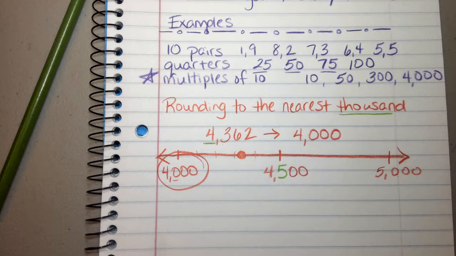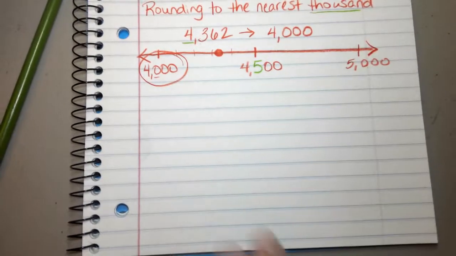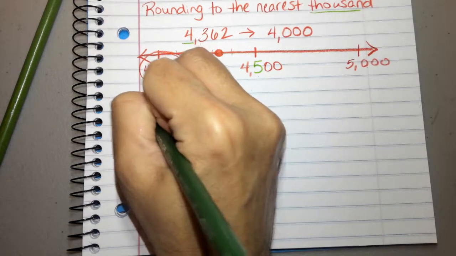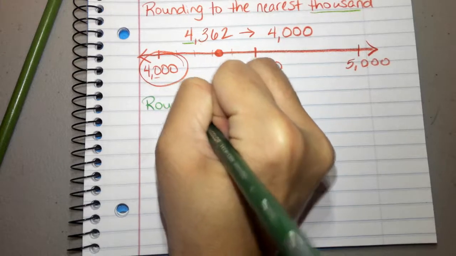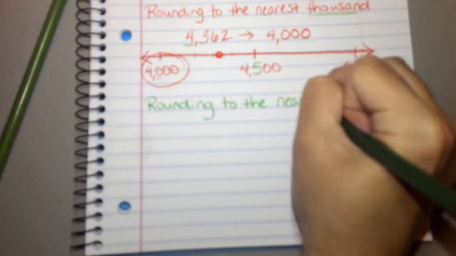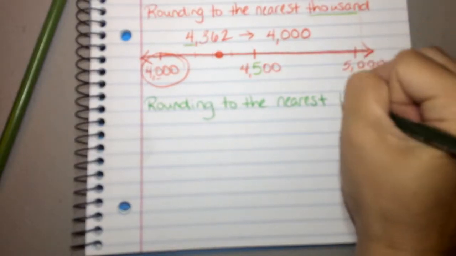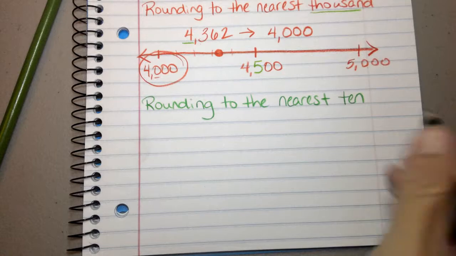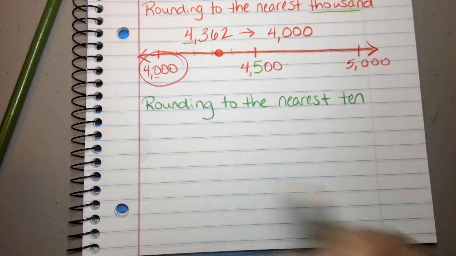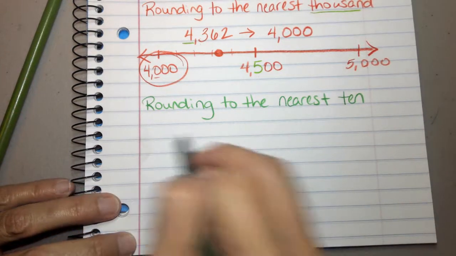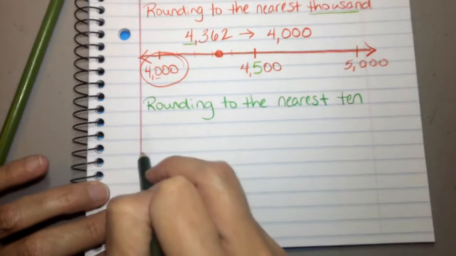So now let's try a slightly smaller number. Okay. Let's try rounding to the nearest, okay, 10. Okay, and I skipped 100 because, you know, I feel like this is a little bit of a review. I feel like I can move you along.